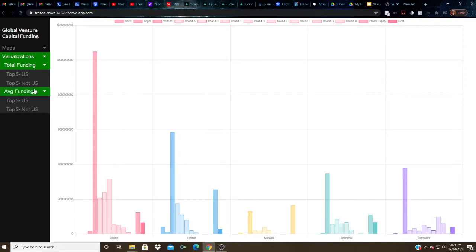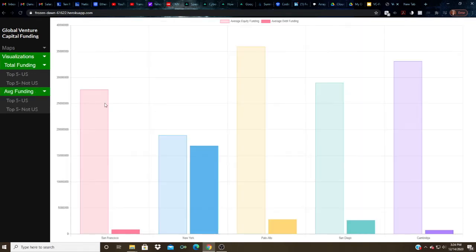And then if we go down to average funding, we can look at the US and see that almost half the funding in New York City was debt funding. So there's the average equity funding and average debt funding, and that almost 50% of all the funding was debt for New York City startups. But everywhere else it's pretty imbalanced and weighted towards equity funding versus debt funding.